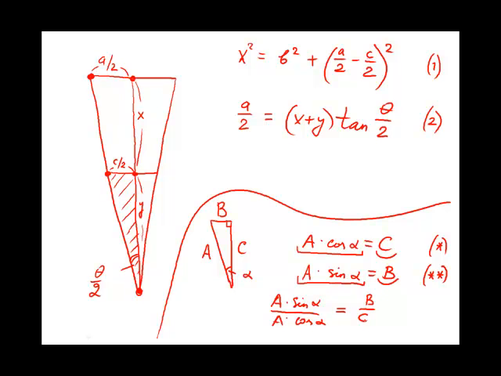Left-hand side divided by left-hand side, right-hand side divided by right-hand side. True? A cancel out. So what's left is tangent alpha equals B over C, because sine over cosine is tangent. So tangent alpha is B over C.